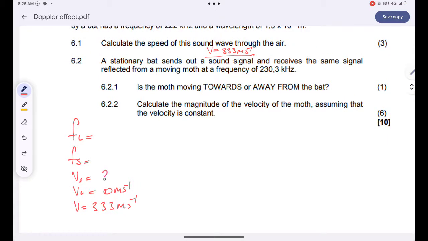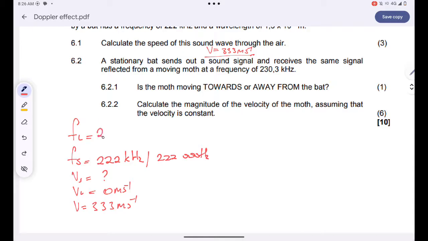But I do not know the speed of my moving source that will be chopped by the bat, which is the moth. But I know that the frequency of the source is 222 kilohertz. Or you can simply write it in hertz. That will be, what's 222 times 1,000? It will be simply 222,000 hertz. All together. And then the frequency that is detected by the listener, our listener, guys, is the bat.